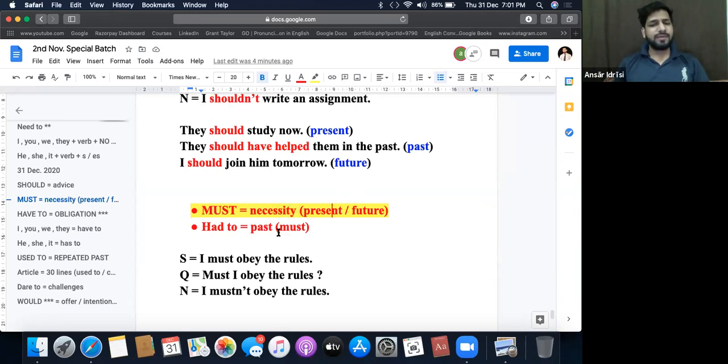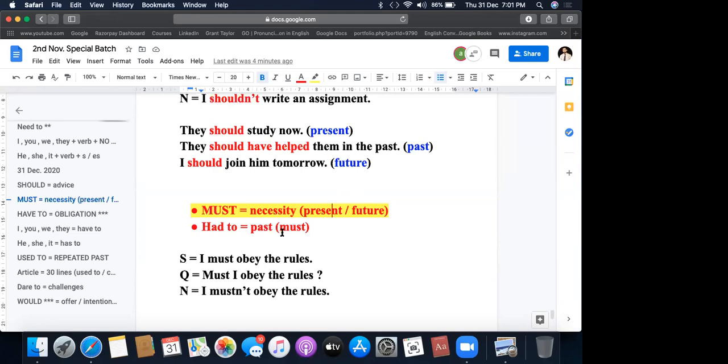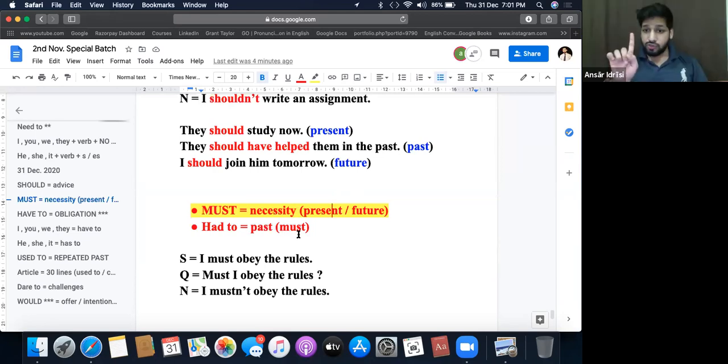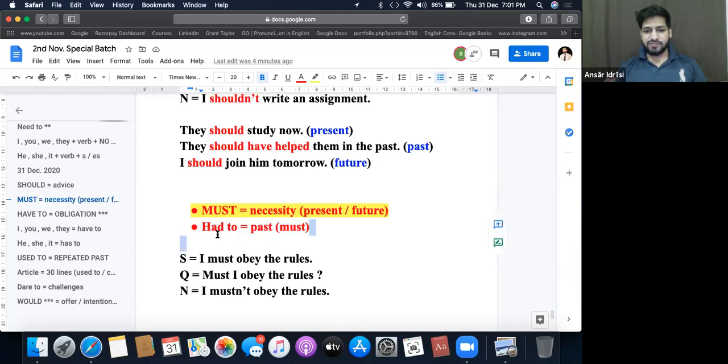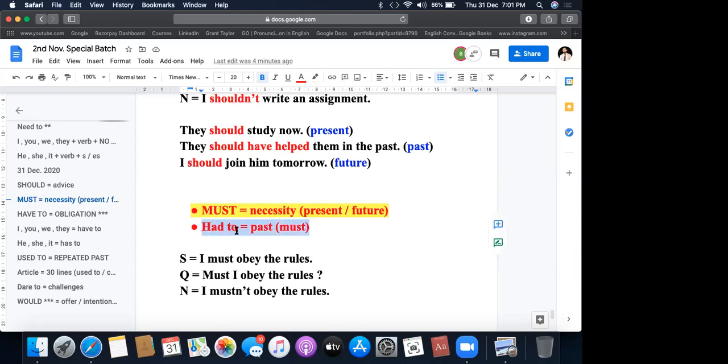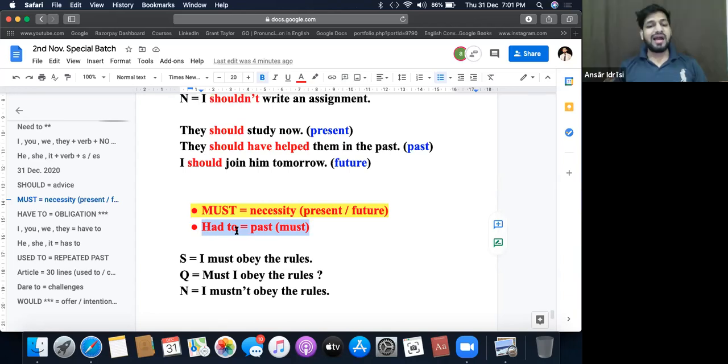Past में must का क्या यूज होगा? No. वेरी गुड. मस्ट पास्ट में यूज होता है क्या? No. फिर मस्ट का क्या बनेगा पास्ट में? What are we going to write there in the past for must? That's what had to. Okay, had to. Must का past बनेगा had to.